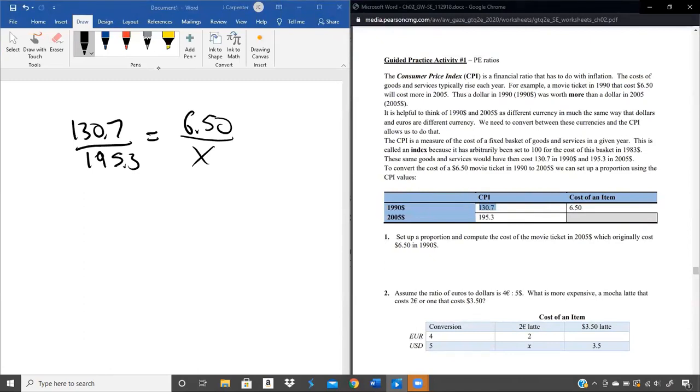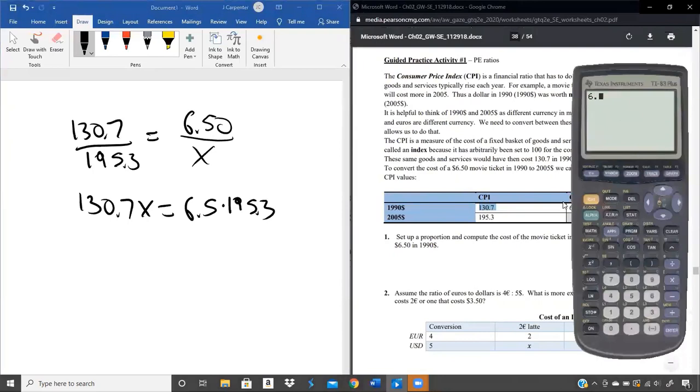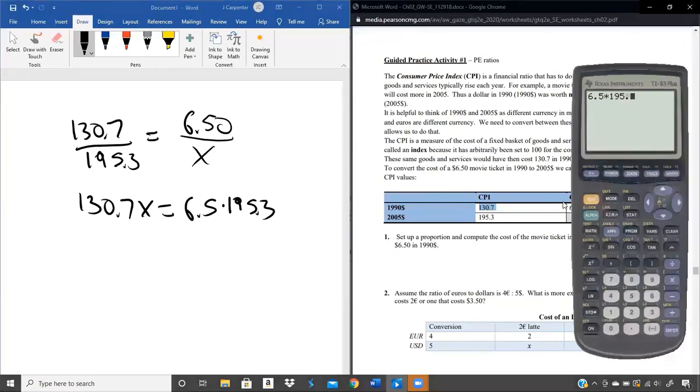So we're going to cross multiply. So we get 130.7 times the x is equal to 6.5. I'm going to drop the 0 times the 195.3. Then we pull out our calculator, which is right here. Clear. So we're going to do 6.5 times 195.3. We're going to get 1269.45. So 130.7x is equal to 1269.45. Ooh, that got ugly.